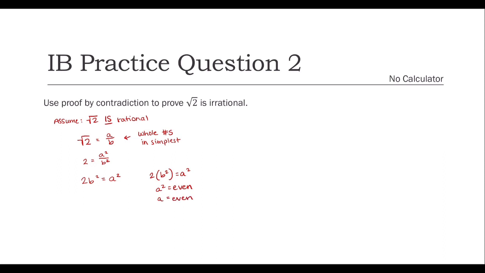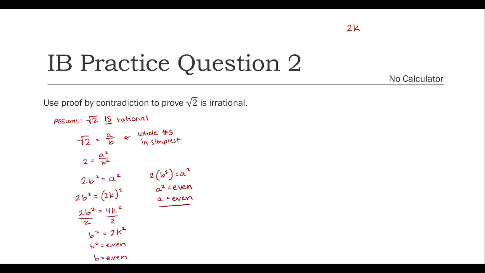So if a is even, then 2b squared equals some even number. So an even number is 2 times some number k. So we have 2k squared. So 2b squared equals 4k squared. And then if we divide both sides by 2, we get that b squared equals 2 times k squared. So this is 2 times some number. So we know that b squared is even, which means that b has to be even.